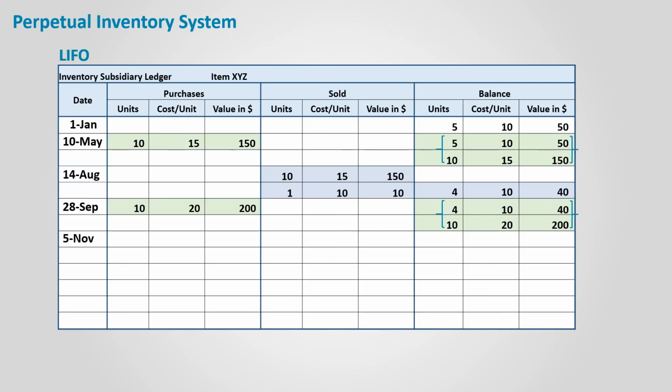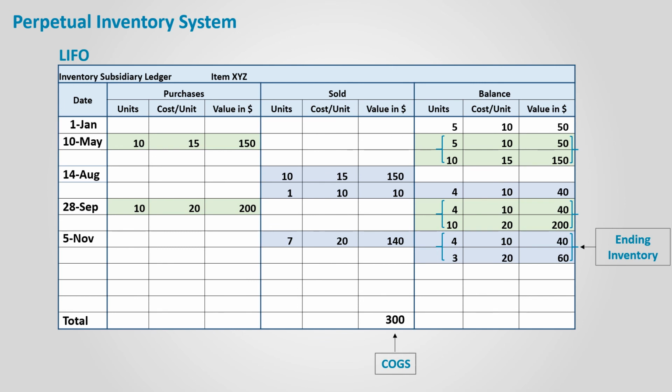We are using LIFO, so under the sold section, the 7 units of the second purchase should go first at a cost of $20 each. This leaves the ending inventory with 3 units from the second purchase at $20 each and 4 units from the beginning inventory at $10 each. At the end of the period, cost of goods sold is calculated by adding all of the value column under the sold section, which is equal to $300. The ending inventory represents the last figure in the balance section, so it is equal to $100.